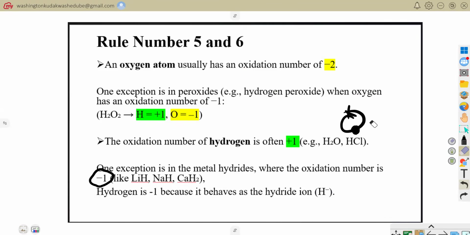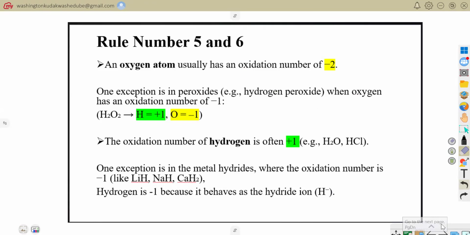So there is an exception for hydrogen whenever it is bonded to metals to make metal hydrides. Hydrogen will be carrying an oxidation state of -1. For example, lithium hydride, sodium hydride, calcium hydride. Hydrogen has an oxidation state of -1, because it behaves as the hydride ion, which is H minus, which would have received one electron. So these are the two exceptions for oxygen and hydrogen. Those make rule number 5 and rule number 6.